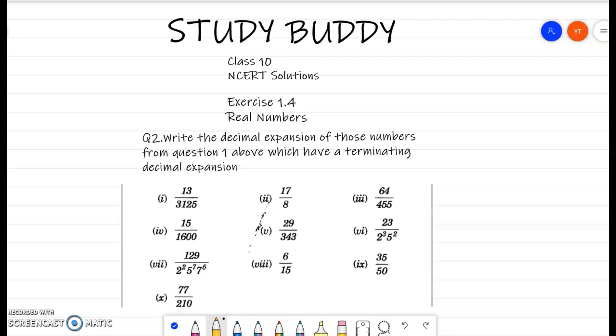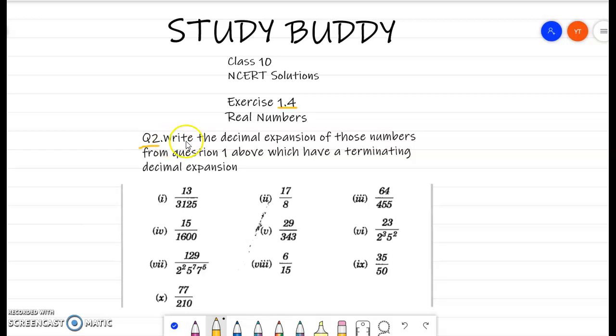In this channel, I'll be uploading all the solutions from CBSE Class 10 Mathematics. So today we are going to solve the second problem from exercise 1.4 of Real Numbers chapter. So let's get started with the second question.